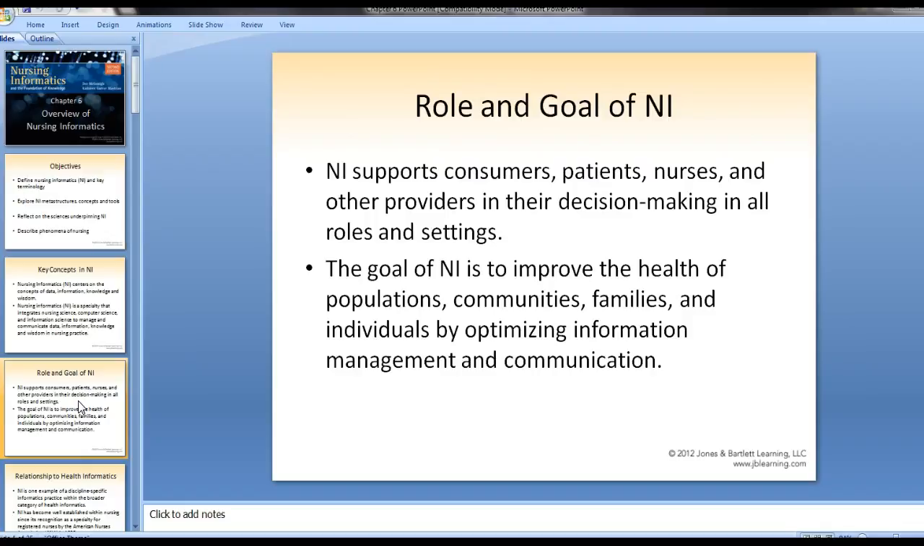And the goal of nursing informatics is to improve the health of populations. We look at trends, communities, helping us figure out how to target a certain area of town, families, better access and information, and individuals by optimizing information management and communication.